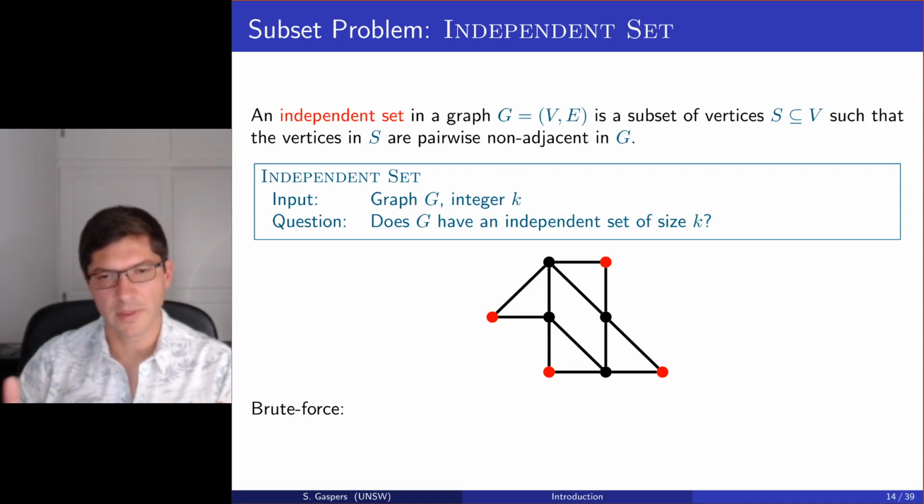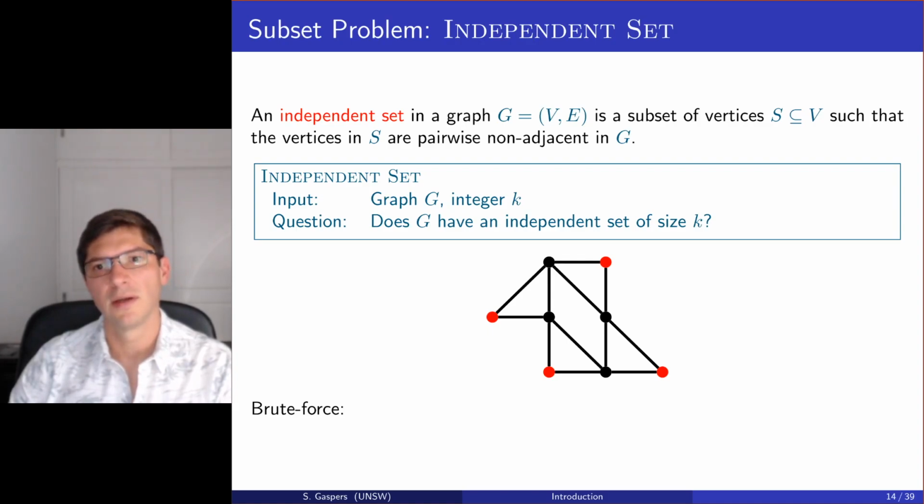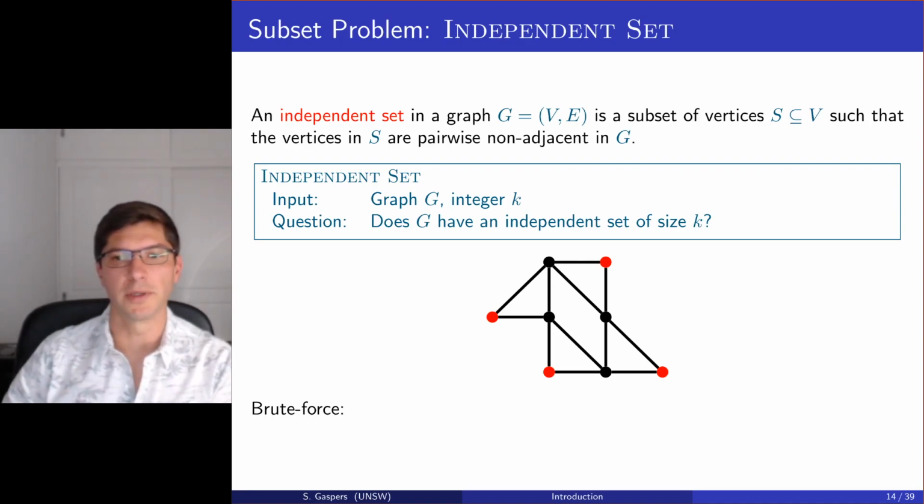If we want to think about the simplest brute force algorithm we could imagine, we view this as the simplest possible guess and check algorithm. So what do we need to guess? We need to guess a subset of vertices. And what do we need to check? We need to check two things. One is whether this subset of vertices has size k. And the second is whether there's no edge joining any two selected vertices. And the checking part can be done in polynomial time.